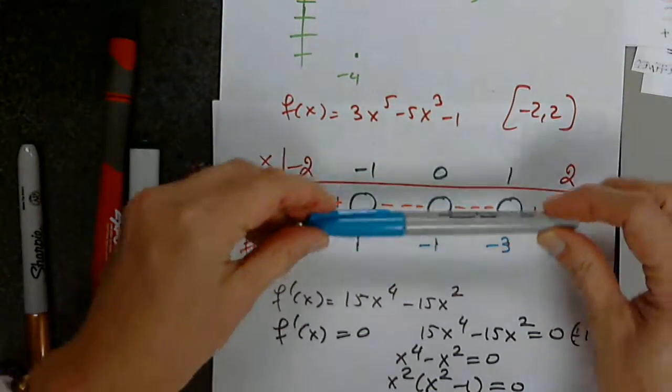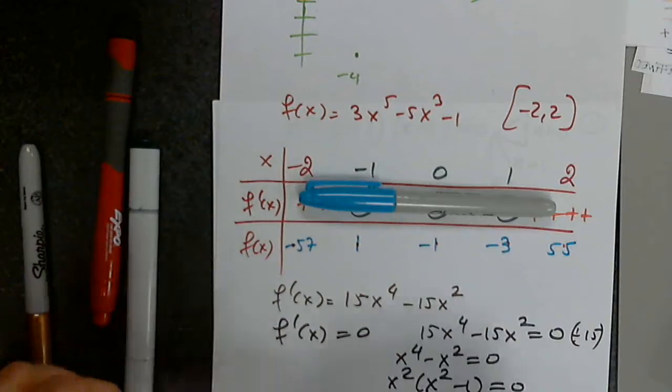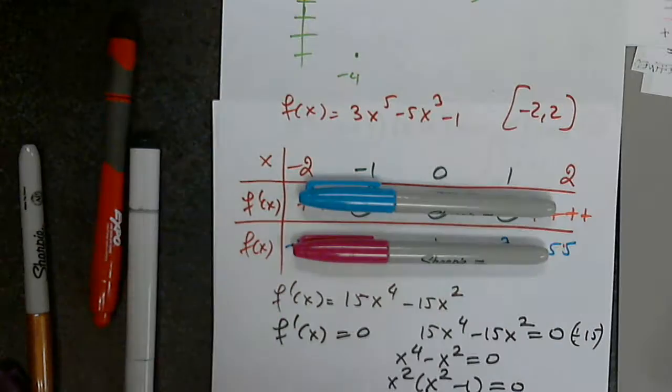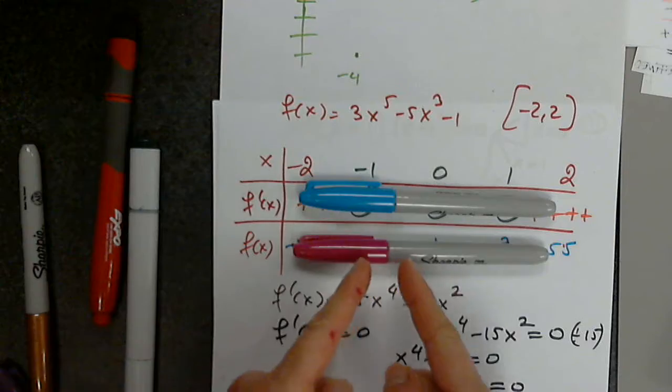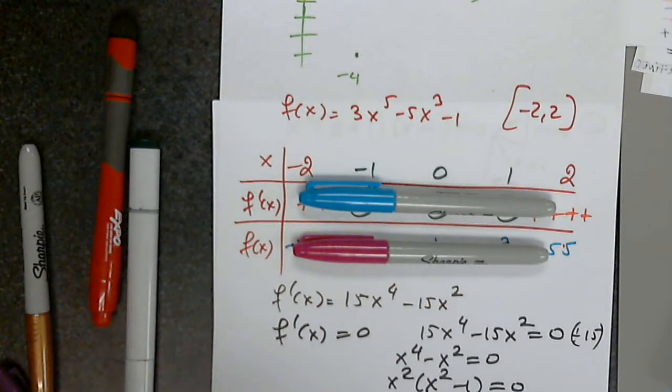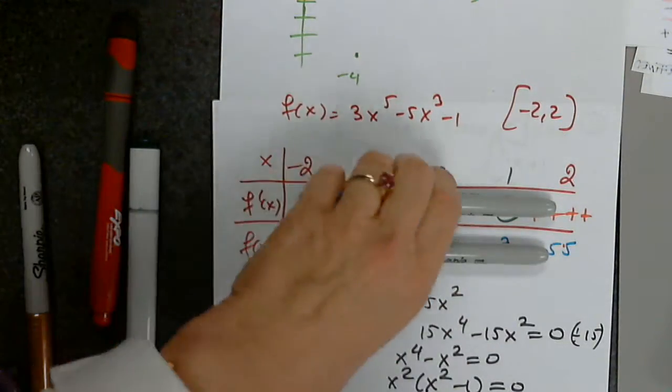I have to make sure that this row works well with this row. That's how I pick up on my mistakes. If this row is not in sync with this row, something is wrong. I have to go back to the drawing board.